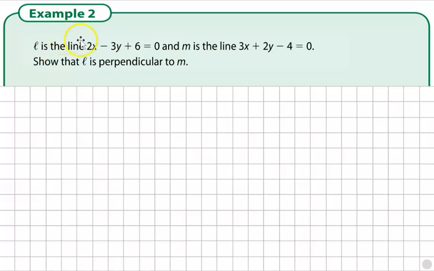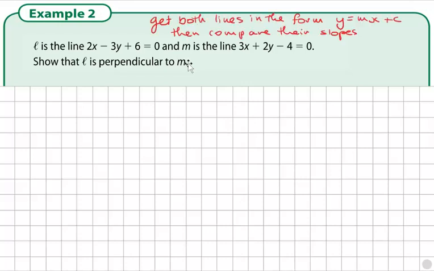Example 2. L is the line 2x minus 3y plus 6 is equal to 0, and M is the line 3x plus 2y minus 4 is equal to 0. Show that L is perpendicular to M. So it's important to note here that perpendicular slopes multiply to give minus 1. That's something that you need to learn off by heart. Perpendicular slopes multiply to give minus 1.